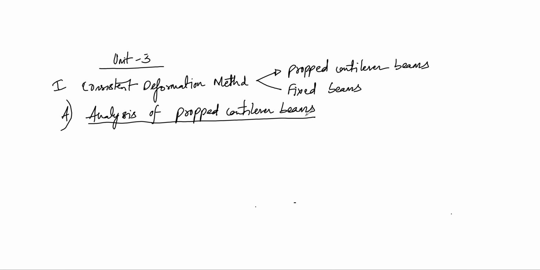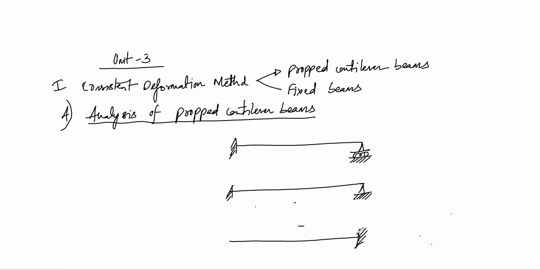So a propped cantilever beam is a cantilever beam which can have a support at the free end, like a roller support, or you can have a simple support, or you can have support like this. So this we call a propped cantilever beam. So here, if I consider the beam to be axially rigid, I will have one vertical reaction here, one moment here, and another vertical reaction here, which is usually called the prop.